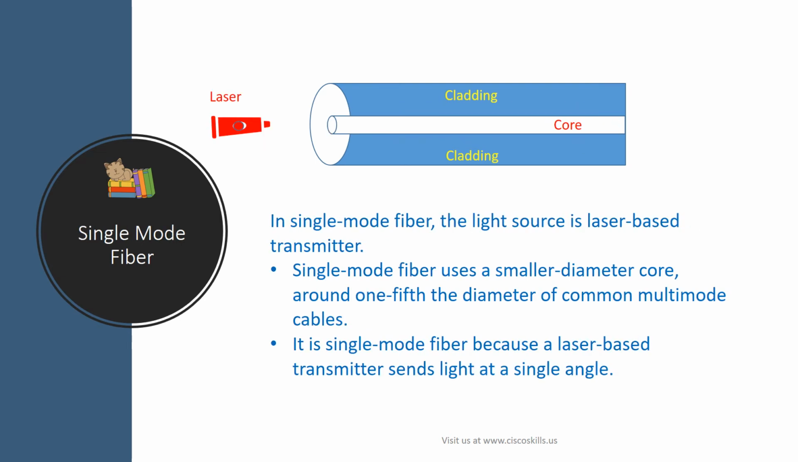Let's talk about the components of single mode fiber. In single mode fiber, the light source is a laser-based transmitter. Single mode fiber uses a small diameter core, around 1/5 the diameter of common multimode cables. It is single mode fiber because the laser-based transmitter sends light at a single angle.